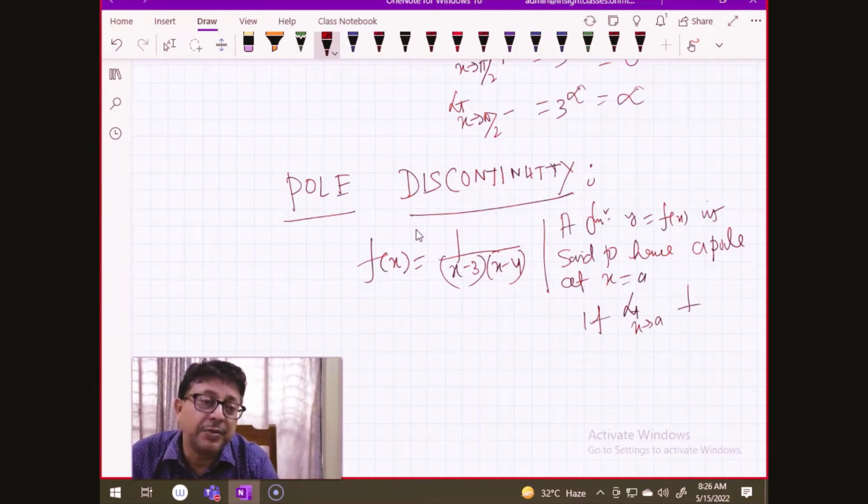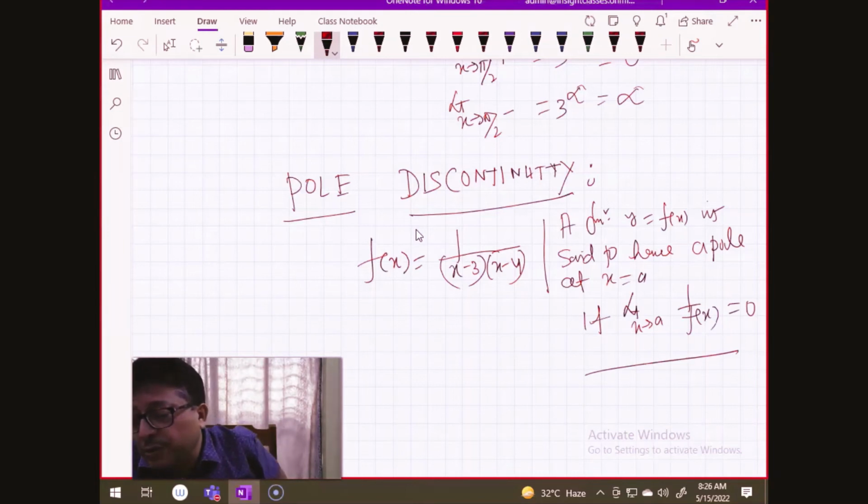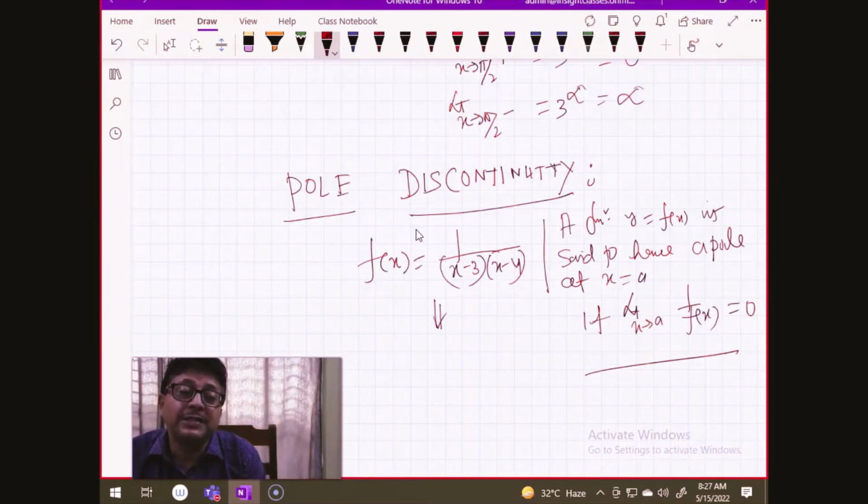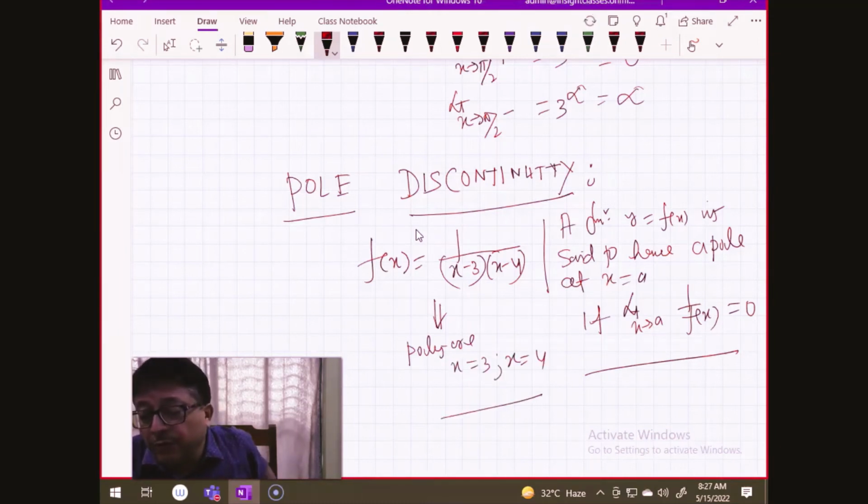limit x tending to a of 1 by f(x) equal to 0. Okay, this has two poles. If you put 1 by f(x) equal to 0, the poles are x equal to 3 and x equal to 4. These are two poles. Okay, this function has pole discontinuity or infinite discontinuity.